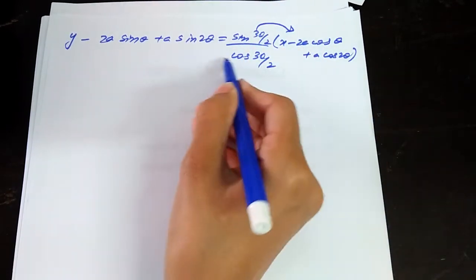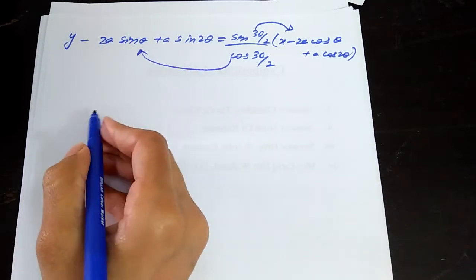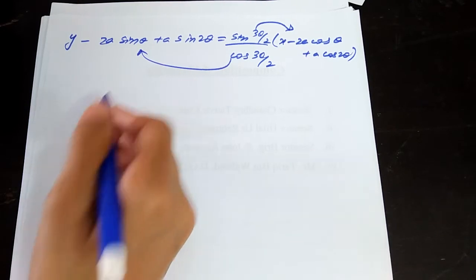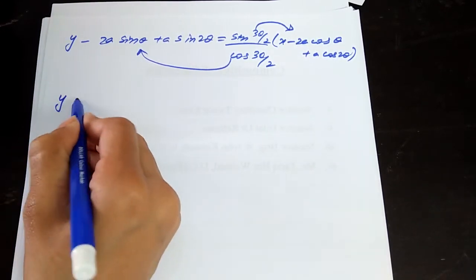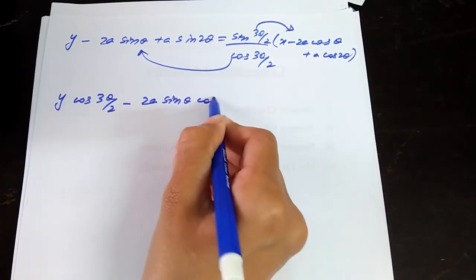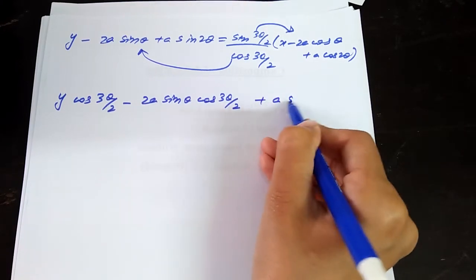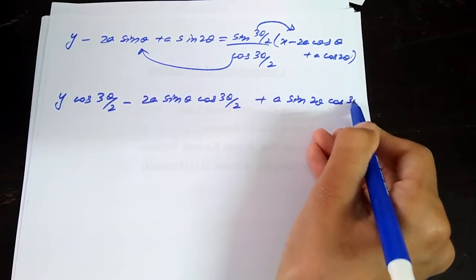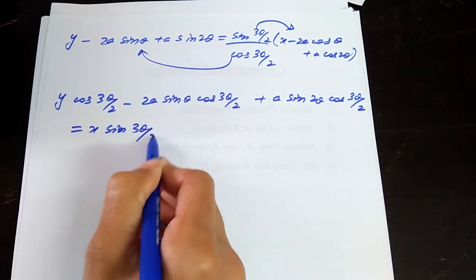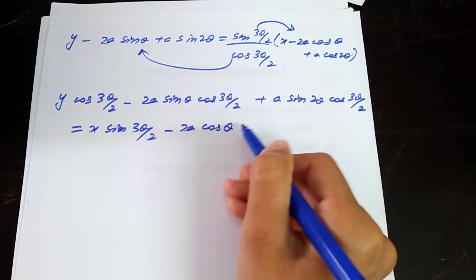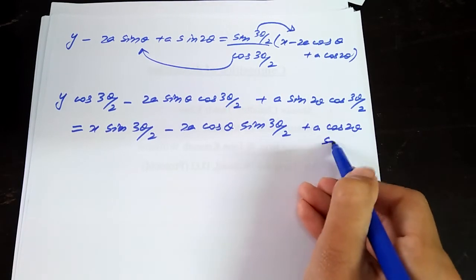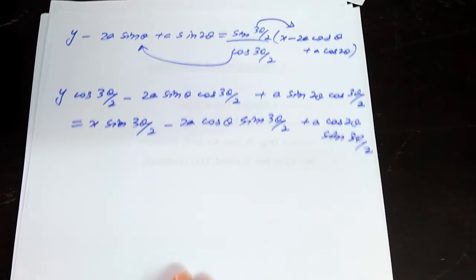Now multiply this inside and multiply the denominator on the left side, and after simplification I will get y cos 3 theta by 2 minus 2a sine of theta cos of 3 theta by 2 plus a sine of 2 theta cos of 3 theta by 2. After multiplication I am writing the answer: x sine 3 theta by 2 minus 2a cos of theta sine of 3 theta by 2 plus a cos of 2 theta sine of 3 theta by 2.